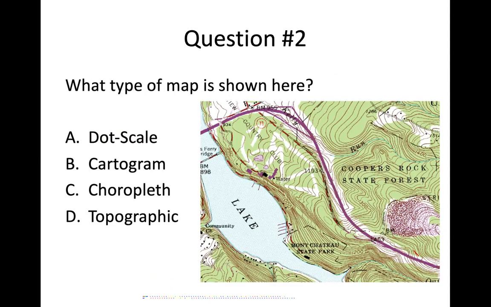Question number 2. Which type of map is shown here? Dot scale, cartogram, choropleth, or topographic? The answer is topographic. It shows elevation.